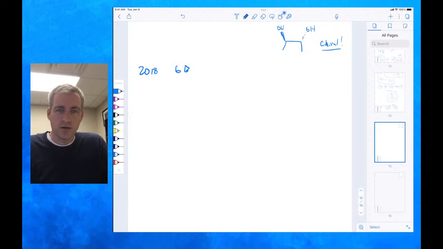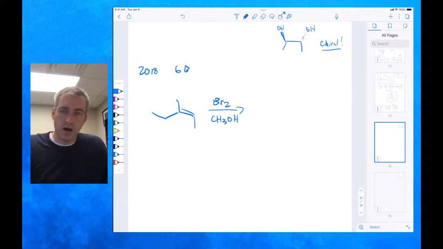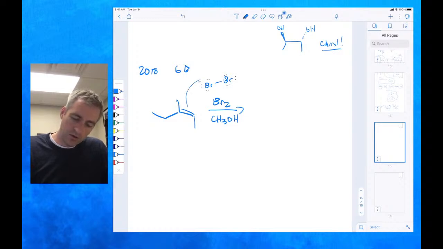Question B. Okay, so this one starts with Br2 and methanol. So methanol is a nucleophilic solvent, and it says show the complete mechanism and final product for the addition of Br2 and methanol. Show stereochemistry where relevant. Okay, so we want a mechanism here. Let's put our bromine molecule in. We do this addition, that should point to the bromine, points to the carbon, points to the bromine.